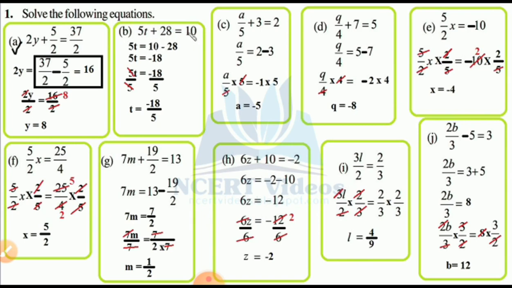Now 2y: again, on both sides we can divide by 2. Cut on the left side, and on the right side 16 divided by 2 means 8. Same way, second question: 5t + 28 = 10. 28 is shifting to the right side. On the left side it was a plus sign, on the right side it becomes a minus. So 10 minus 28 gives us minus 18.